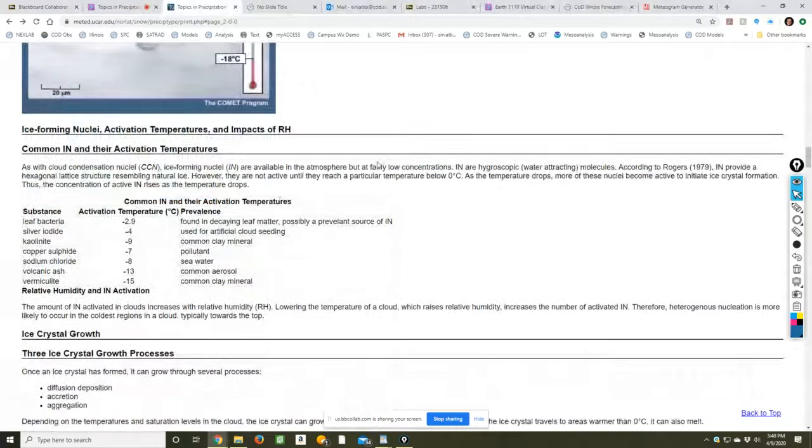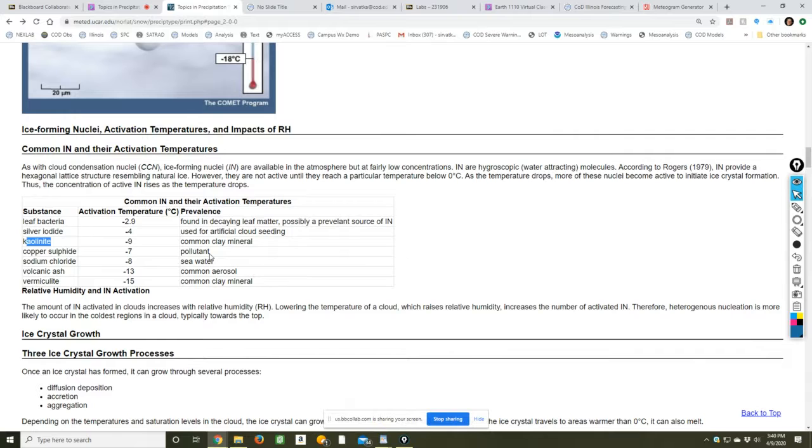So it says, well, what kind of things do that? Well, leaf bacteria, and it activates. It'll cause nucleation at -2.9. Silver iodide. These are things that you would use for cloud seeding. This kaolinite clay, -9. Common clay. This is out in the atmosphere quite a bit. And some other things. And these are the common ones.